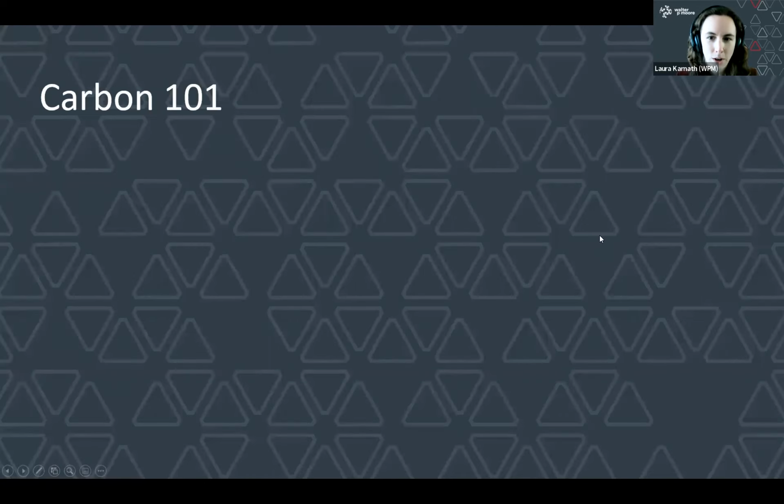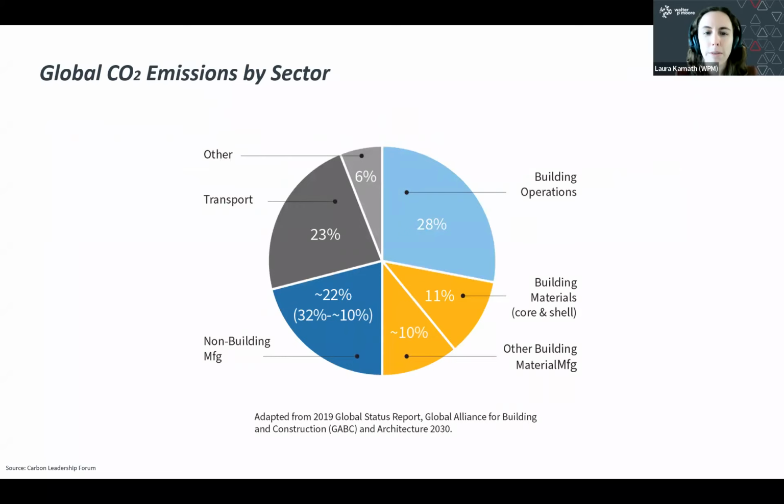So start off with a very, very quick Carbon 101 in case anybody missed last time. We've all probably seen this graph or something like it. We know that building operations are responsible for about 28% of global CO2 emissions. But there's another piece of those emissions that we haven't talked about so much as an industry and as a profession until more recently. And that's the CO2 emissions that are from building materials and construction. So that's what we see in yellow in this chart.